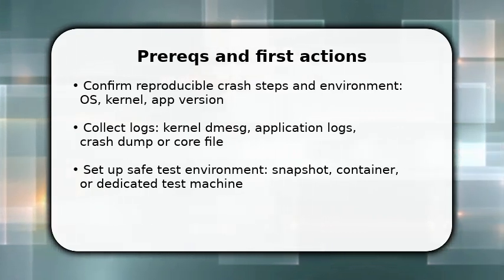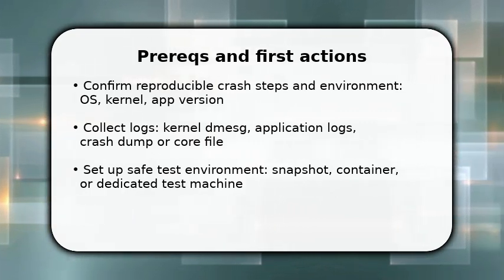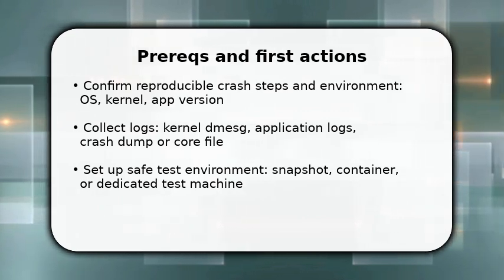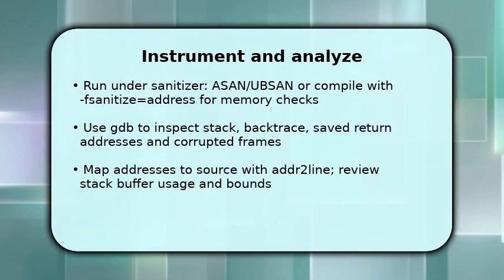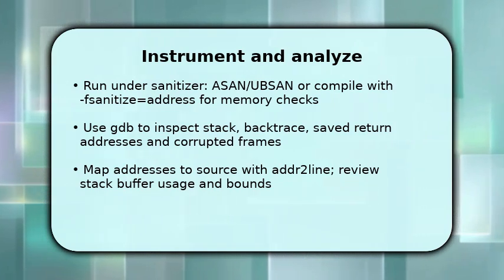Now prepare debugging tools, GDB, addr2line, and symbol files. These let you map addresses to code and begin the root cause analysis. Next, run the failing binary with sanitizers enabled. Address sanitizer will often pinpoint the overflow site and show the offending buffer.